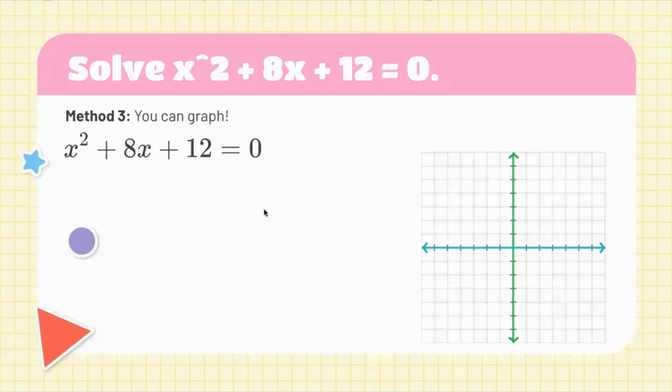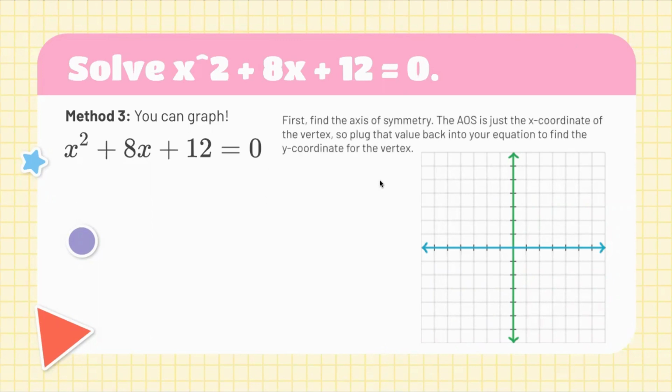The last method I'm going to show you is graphing. As you saw in the previous two methods, our solutions are exact values, so graphing would be a good method to solve. Remember, whenever you are graphing quadratic equations, first thing you want to do is find your axis of symmetry, which is x equals negative b over 2a. The axis of symmetry is basically just the x-coordinate of your vertex, so once you find it, you can go ahead and plug it back into your original equation to find your y-coordinate of the vertex.